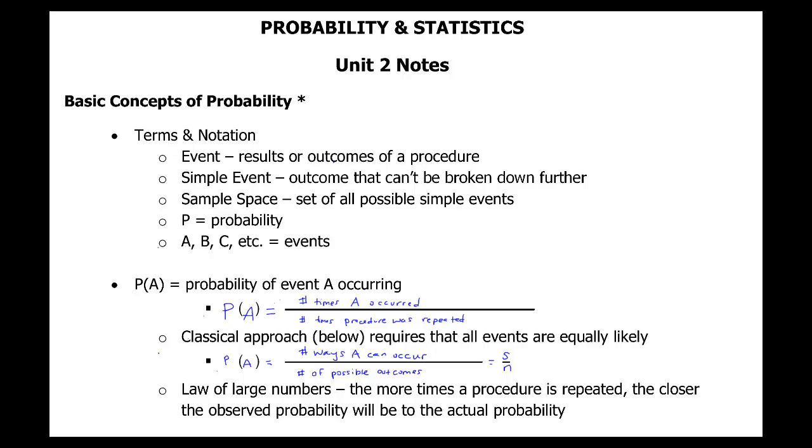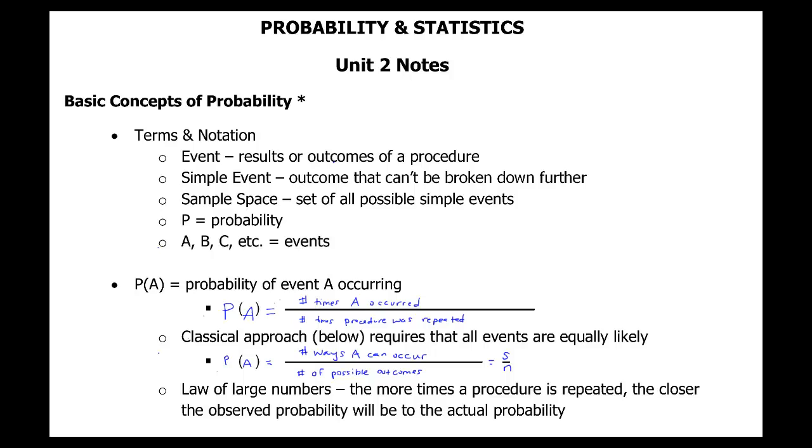We have two ways to calculate the probability of an event, A. We have the approach where you take the number of times that A occurred out of the number of times you repeated the procedure. Or we have what's called the classical approach, which is the number of ways that A can occur divided by the number of possible outcomes. That's the approach that we'll use most of the time. It does require that all events are equally likely, and we'll talk about that when we get to some examples.